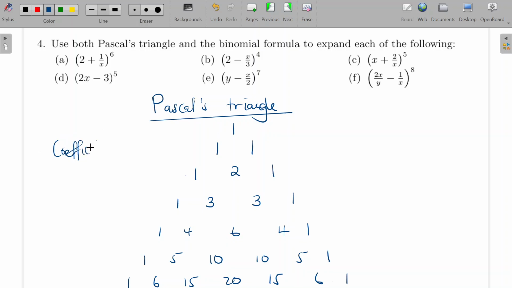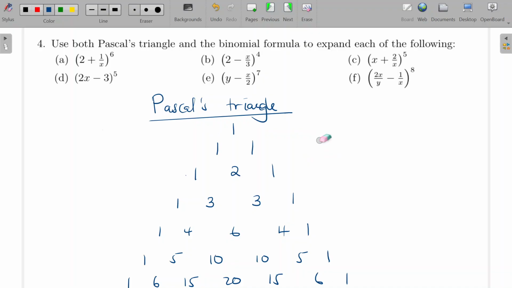Or let me just say, those numbers that you get from combination, that is what this is representing. Okay, so now before I solve the question, let me give an example of when you're expanding using binomial or using Pascal's triangle.